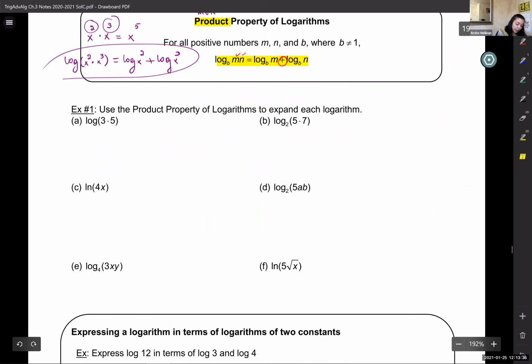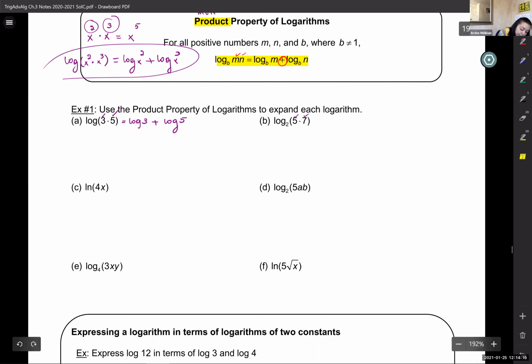Here I have log 3 times 5. You're going to count how many elements are inside the log. I have a 3, I have a 5. That's 2. So that means when I'm done, I'm going to end up with 2 logs. Each of these elements get their own log. So log of 3 plus log of 5. And that's it. That's all you do.